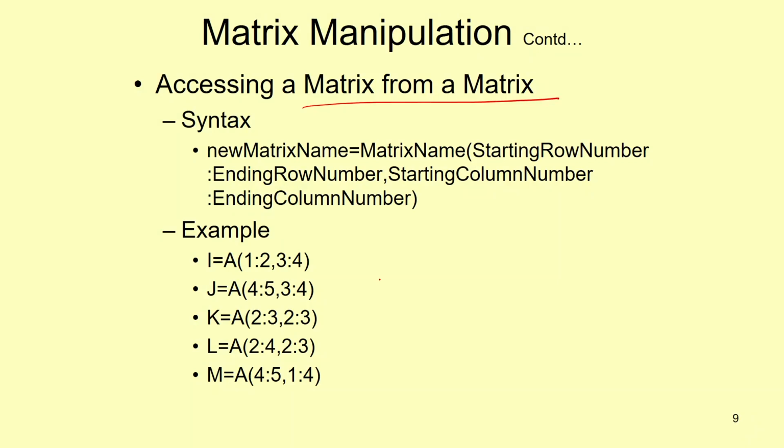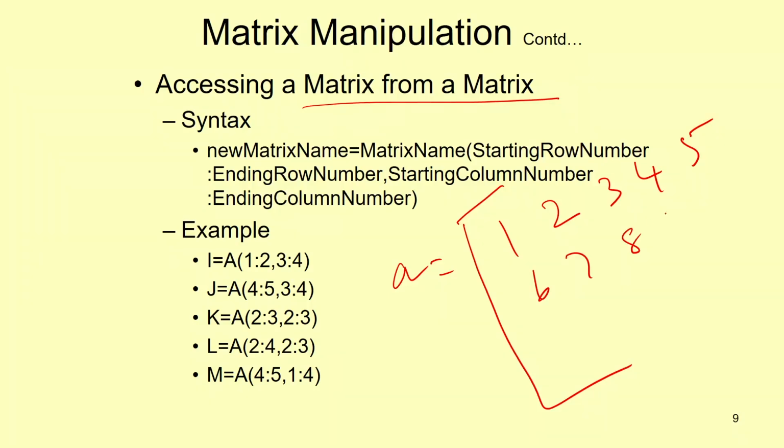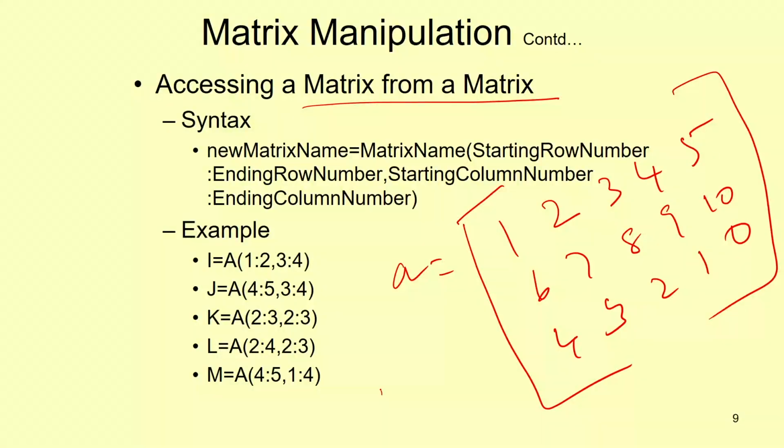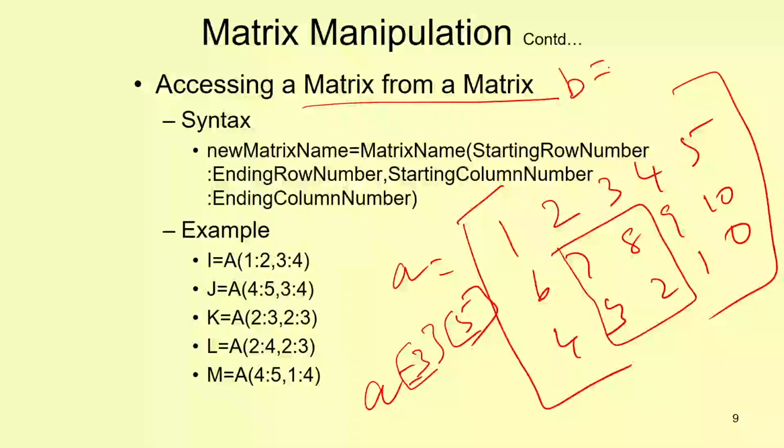Now, how to access a matrix from a matrix? Let us assume a matrix A equal to 1, 2, 3, 4, 5, 6, 7, 8, 9, 10, 4, 3, 2, 1, 0. What is the size of this matrix? There are 3 rows and 5 columns. Out of which I am going to choose a particular portion, so that my result matrix is B equal to 7, 8, 3, 2. What is the size of B? 2 rows, 2 columns. So how to access this?